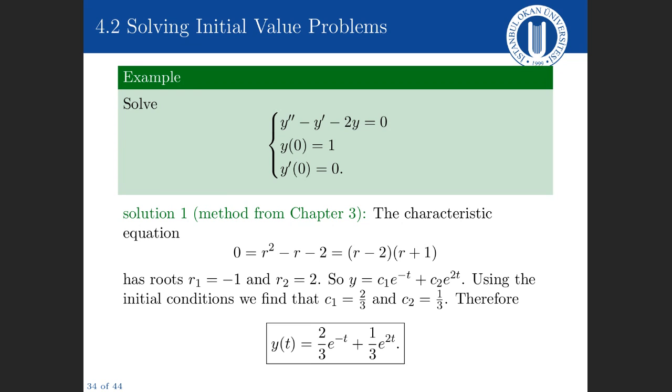Using the initial conditions, we can find that c1 is 2/3 and c2 is 1/3. Therefore, the solution to this initial value problem is 2/3 e^(-t) + 1/3 e^(2t).